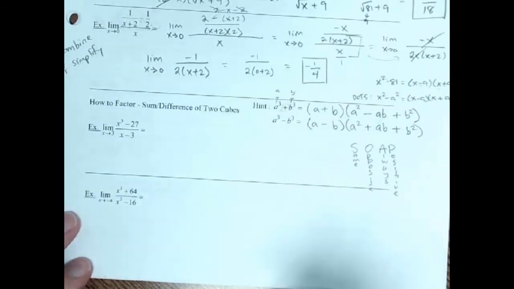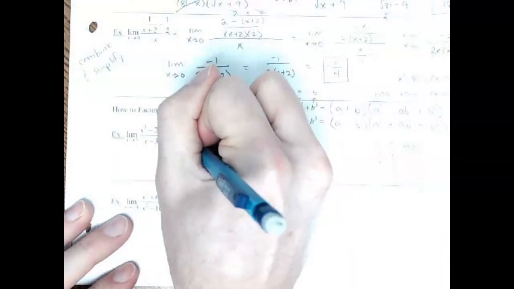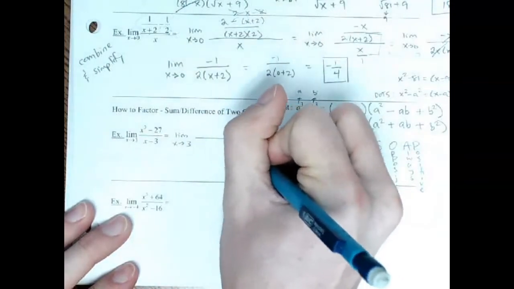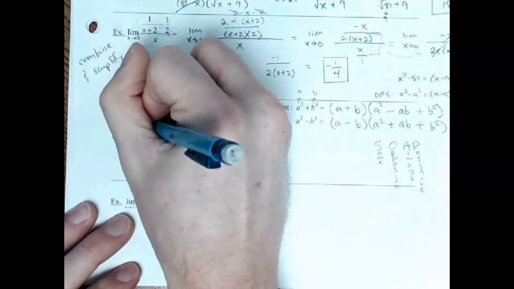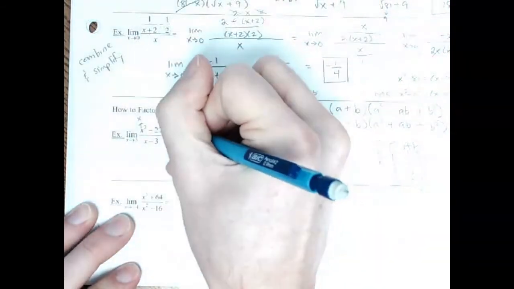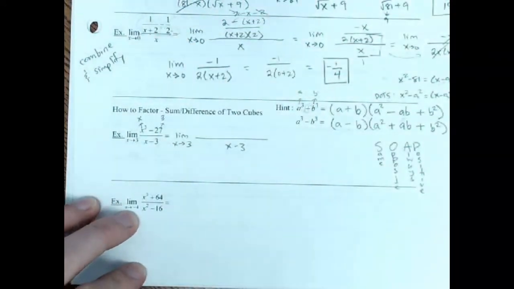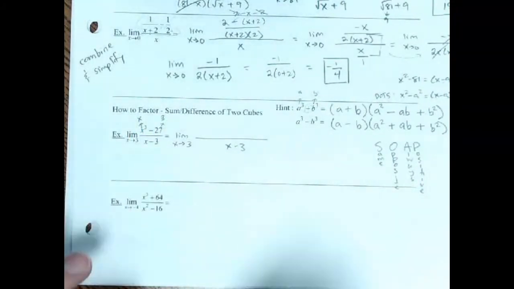All right, this would be 0 over 0 if you plugged it in. So let's factor it. The bottom, I'm just going to leave x minus 3. This is a difference of two cubes. I know the cube root of x cubed is x. And the cube root of 27 is 3, right? 3 to the 3rd power, 3 times 3 times 3, that's 27. So my roots are 3 and x.